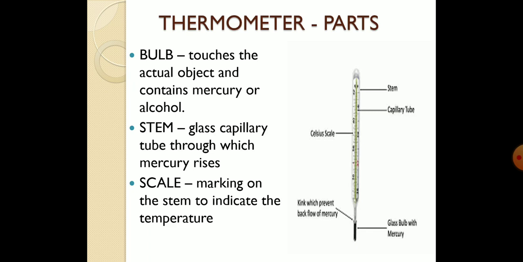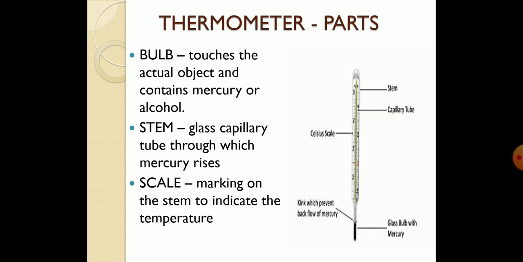You have three parts. The first one is the bulb. The second one is the stem. Third one is the scale. Now, what is the bulb? Bulb is the place which touches the object. It is the point which touches the object. And it has mercury or alcohol. You look at that bottom part. It is the glass bulb with mercury.